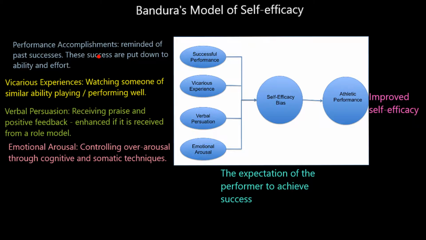I'm just going to tell you what it says here and briefly try to explain it. Performance accomplishments: if you want to increase someone's self-efficacy, make them feel good, make them more self-confident, remind them of their past successes. Put these successes down to their ability and effort. Every time you've done something right and it's because you played well and tried hard, that is going to boost your self-efficacy. So your performance accomplishments are your past successes, and if you can put them down to ability and effort, that will boost your self-efficacy.